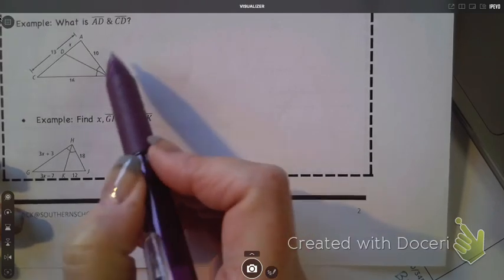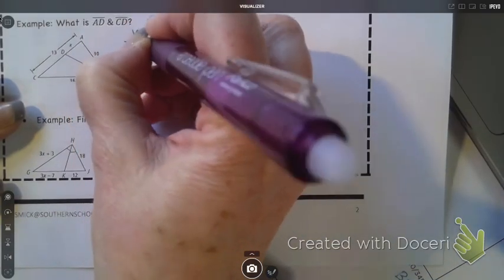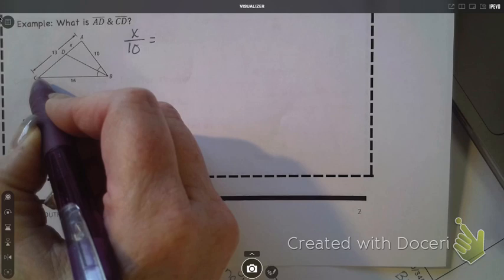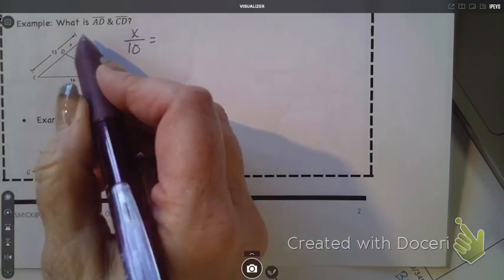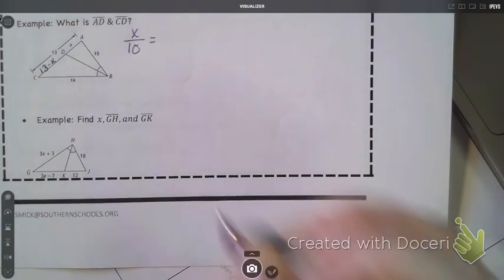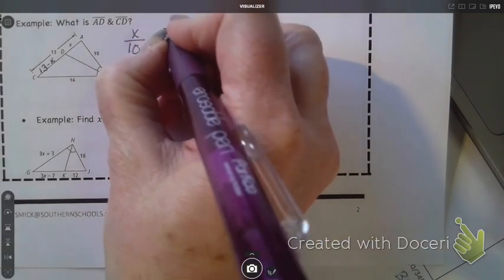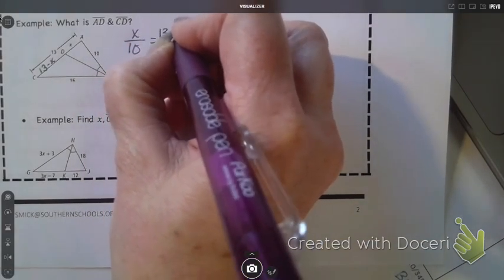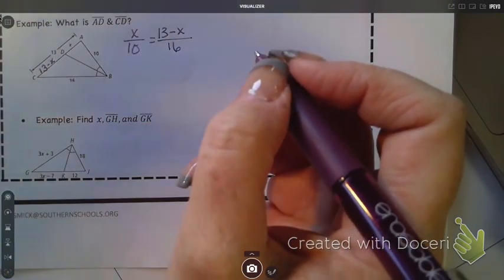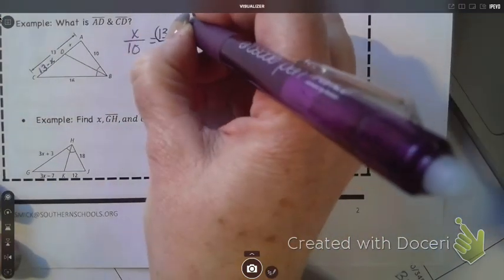Okay. So, is B divided in two equal pieces? Yes. So that means that I can take X over 10 and make it equal to what? Be careful. I need CD, don't I? Mm-hmm. But all I know is the whole thing's 13 and AD is X. So wouldn't this be 13 minus X? So it would equal 13 minus X over what? 16. And then I'm just going to do what? Cross multiply. Remember, this is a quantity.